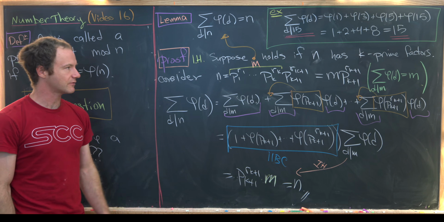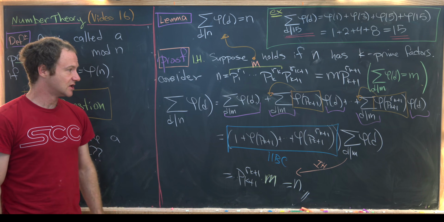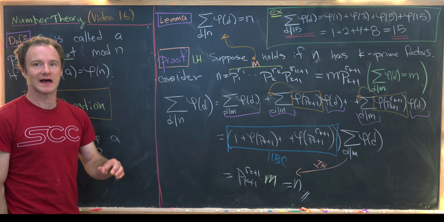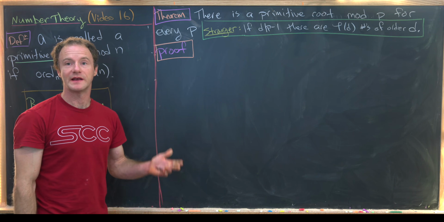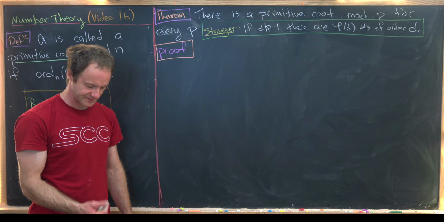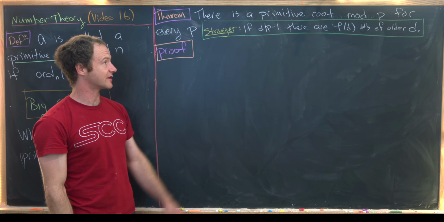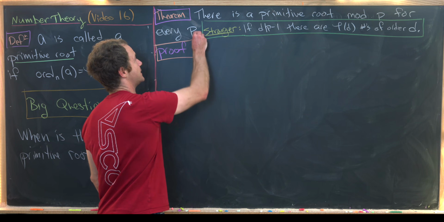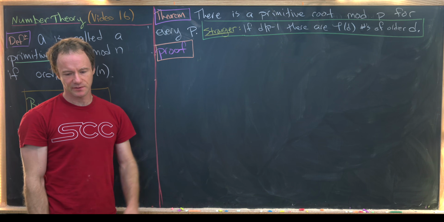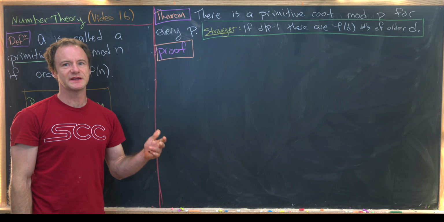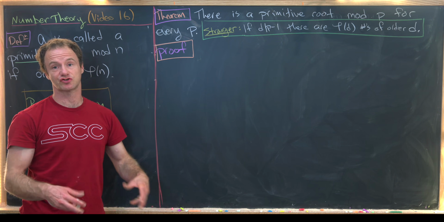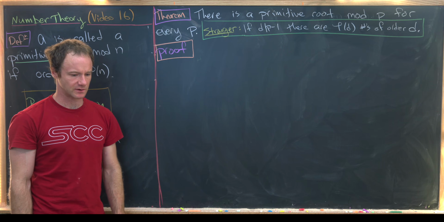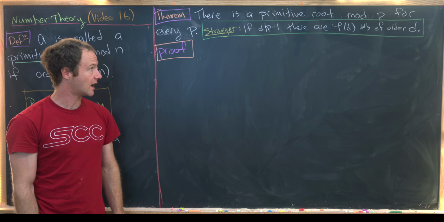Okay, so now we're going to get rid of this, and we will indeed show that every prime number has a primitive root. Okay, now we're ready to prove the main result of this video, and that is that there is a primitive root mod p for every prime p. So we're actually going to prove something a little bit stronger, because it's natural to prove this stronger statement, and it'll be useful for some stuff we do down the line.